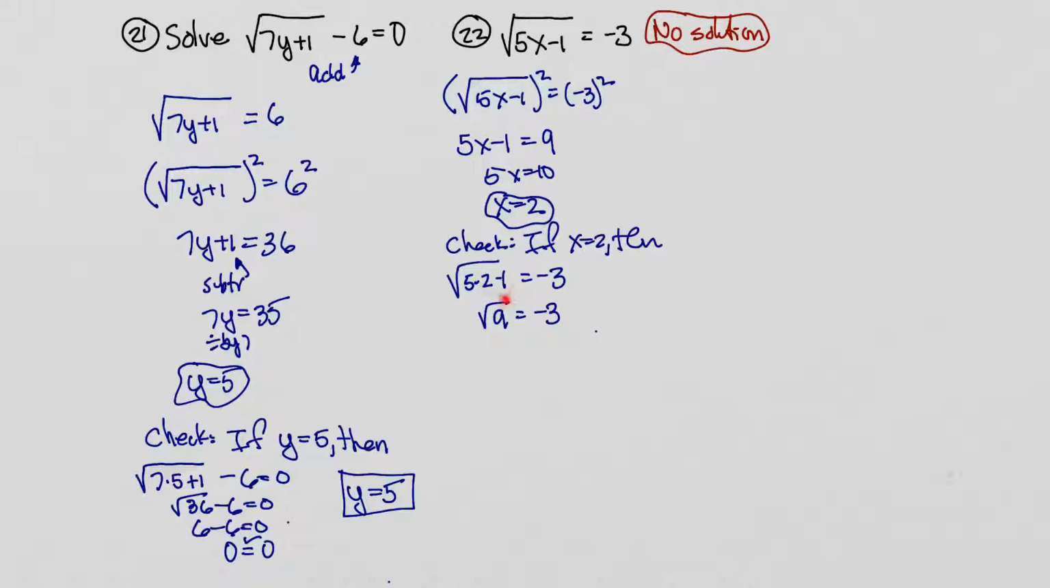But look, this has got the radical on it. We know that 9 has 2 square roots, 3 and negative 3. But when you put that radical on it, we're talking about the positive one. So this right here is 3. So now we get 3 equals negative 3. Well, that's false. So this doesn't work.